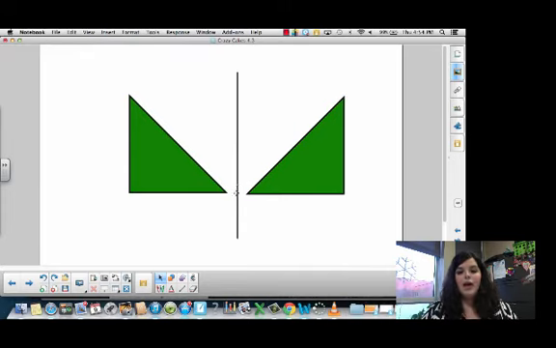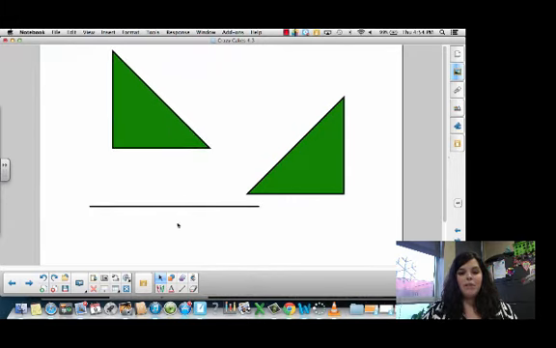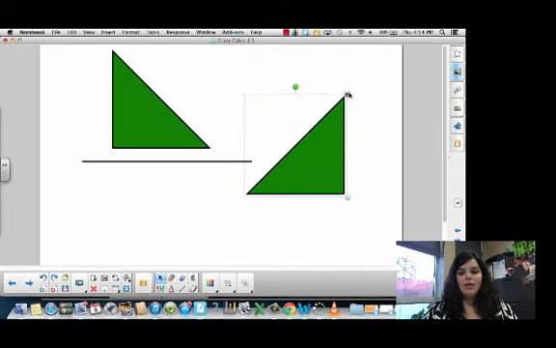A flip can also happen up and down. So if I scoop my triangle up, let me flip this one back.